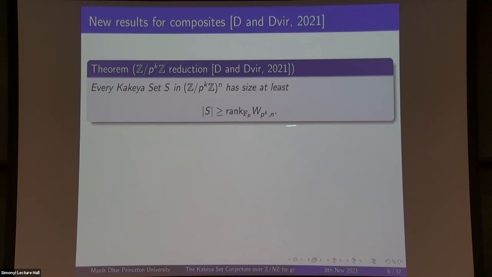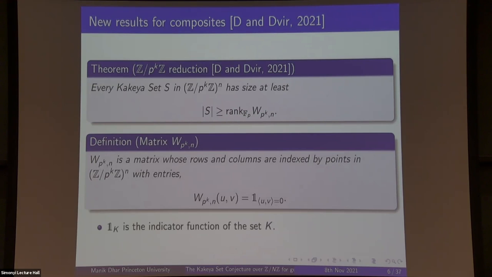So if one was clever enough, or this matrix is simple enough, you could maybe calculate its rank, and that will give you a lower bound. So what is this matrix? This is a matrix whose rows and columns are indexed by elements in (Z mod P)^K, and its UV-th entry is one precisely when the inner product of U and V is zero.